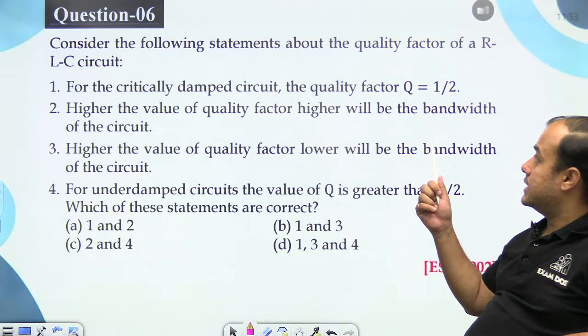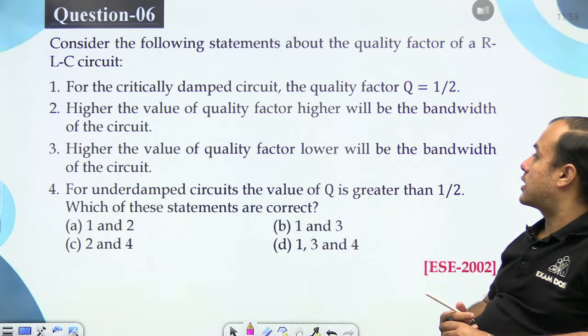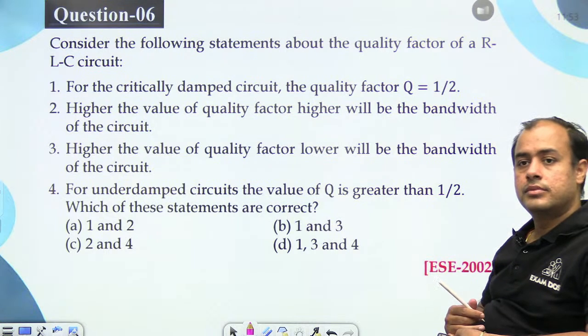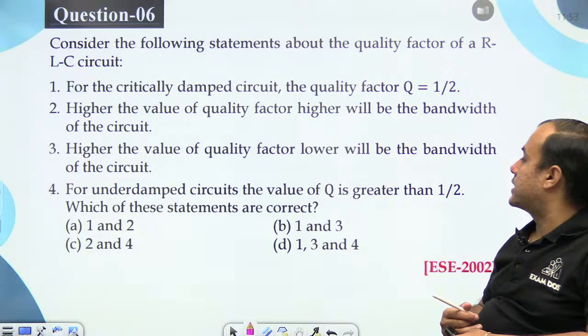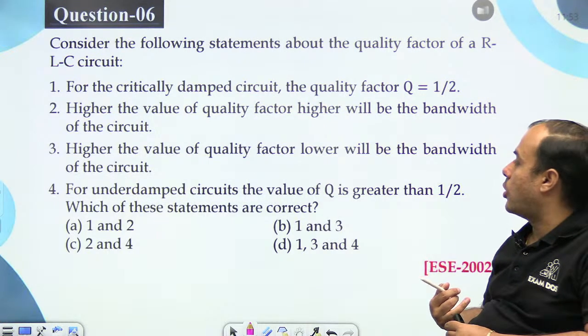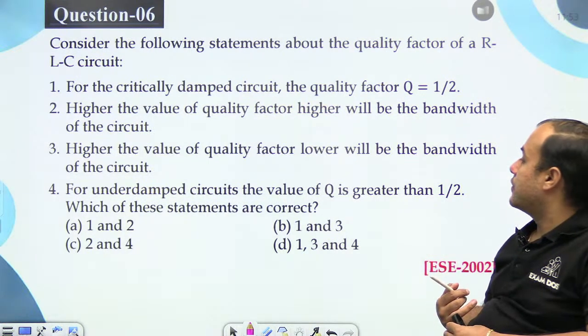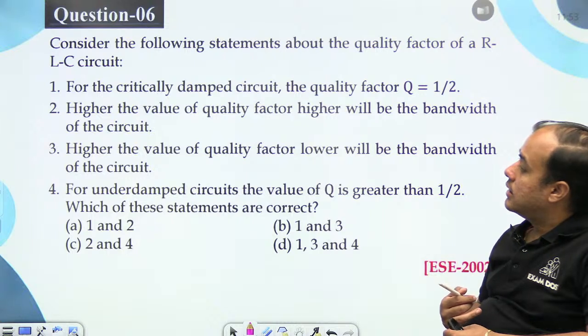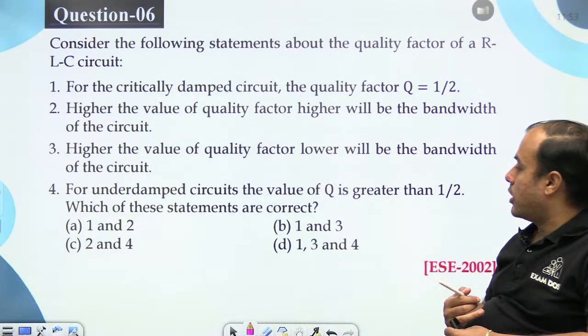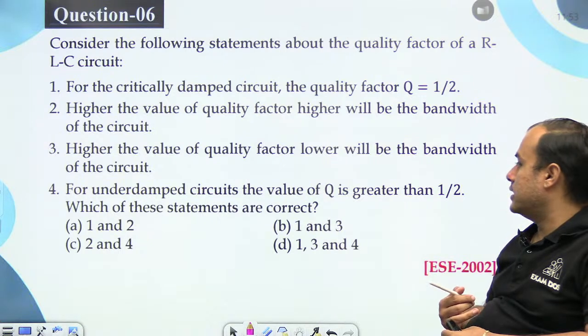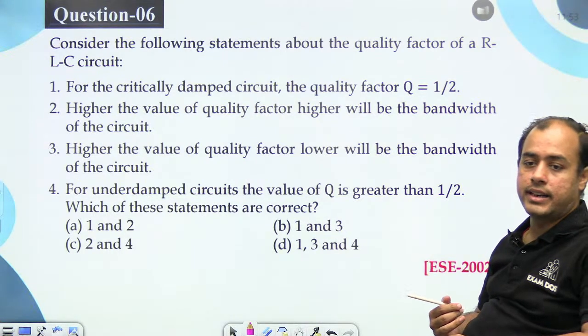Now, next, consider the following statement about the quality factor. For a critically damped circuit, quality factor is half. Higher the value of quality factor, higher will be the bandwidth. Higher the value of quality factor, lower will be the bandwidth. For underdamped circuit, quality factor is greater than half.